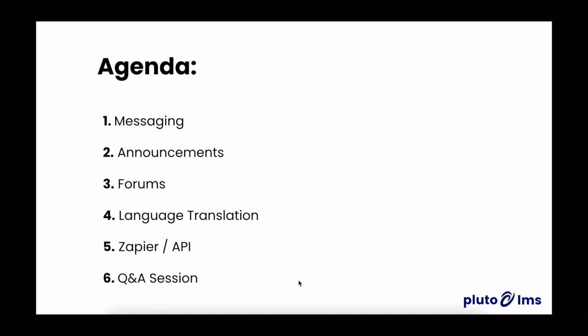So in today's agenda for user communication, we're going to discuss messaging within Pluto LMS, how announcements work. We're going to talk about forums, course forums. We're going to talk about the language translation tool that we have. And we're also going to give you some tips around Zapier and API and how you can use that for communication. And then lastly, we're going to do a Q&A session where you can actually post your messages in the chat and I'll do my best to answer them.